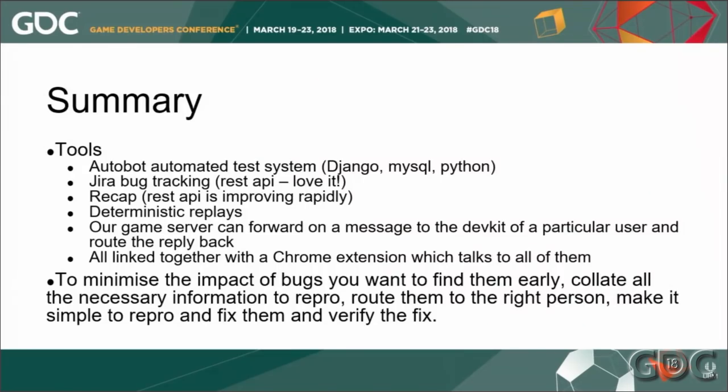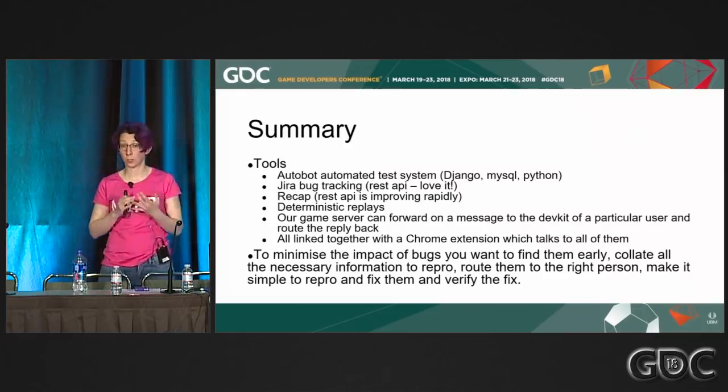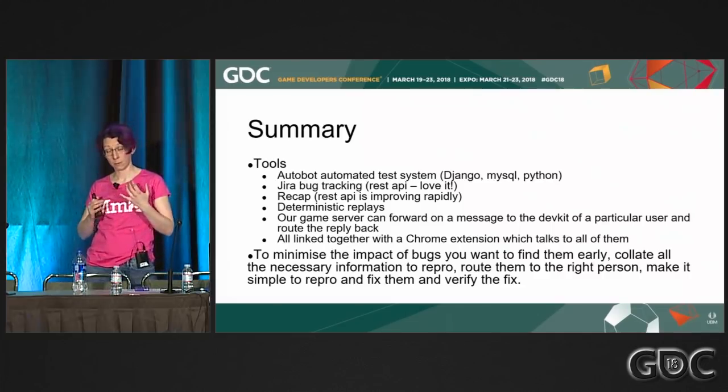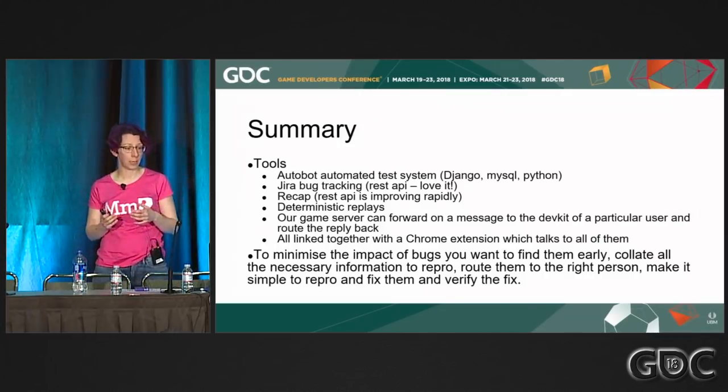Right, so in summary, the tools we have: Autobot, which is our automated testing system, which is a MySQL database, Django Web UI on top, and a bunch of Python scripts. We use Jira for our bug tracking, which has got an awesome REST API. We use Recap for storing our core dumps, and T2Y and video. They have a REST API, which is improving rapidly.